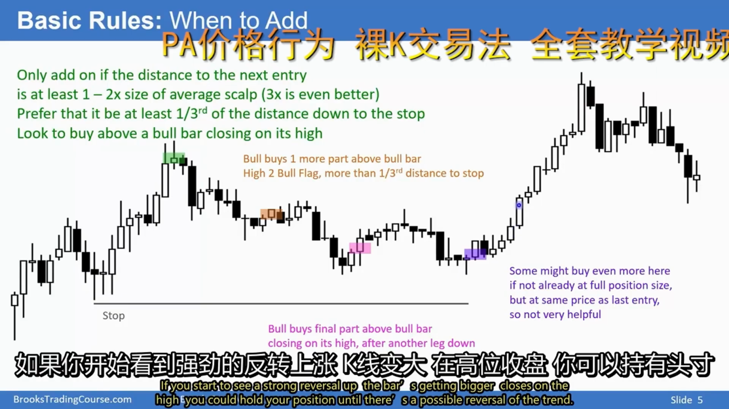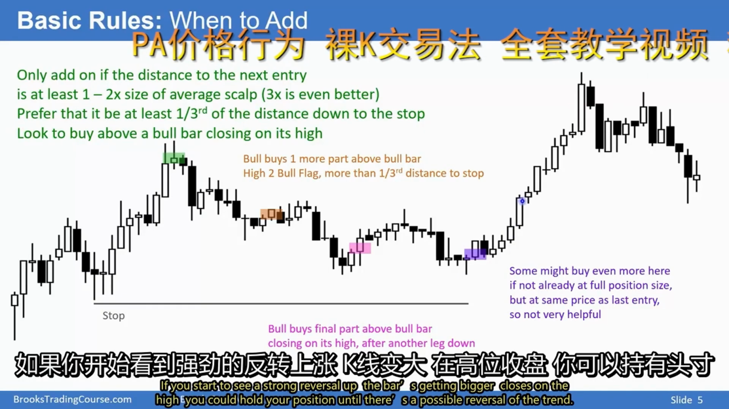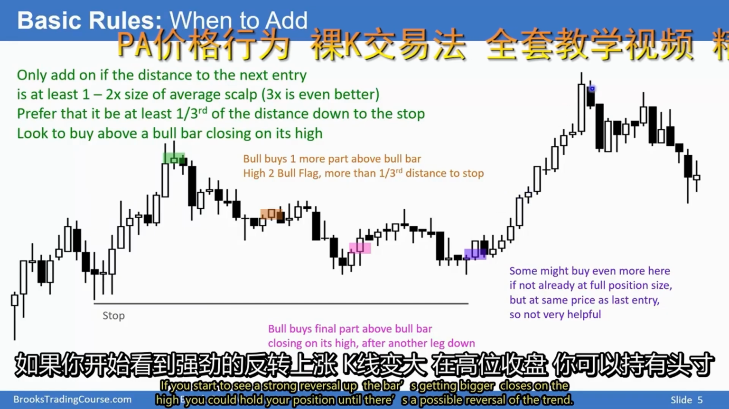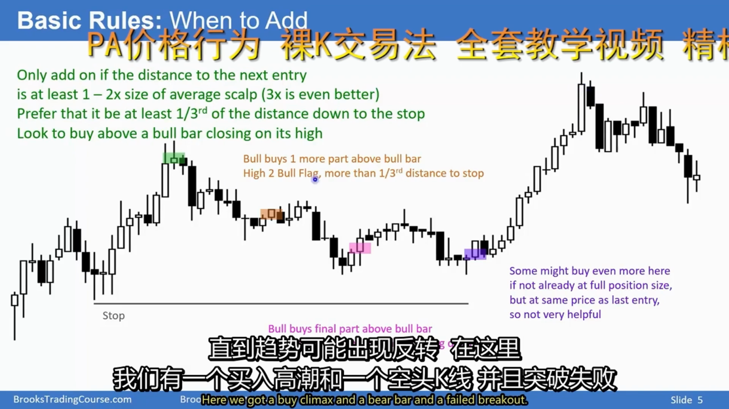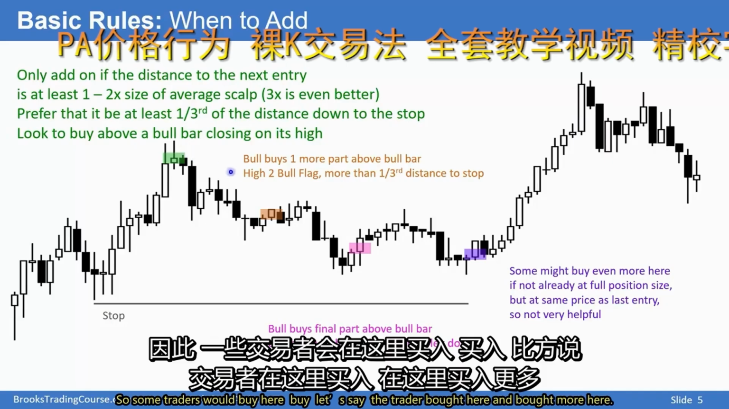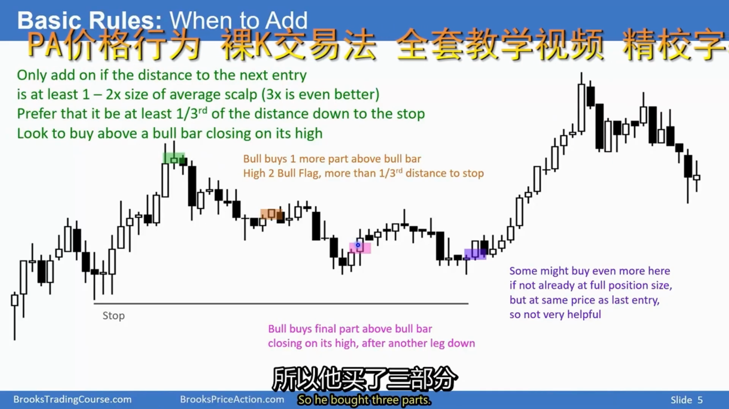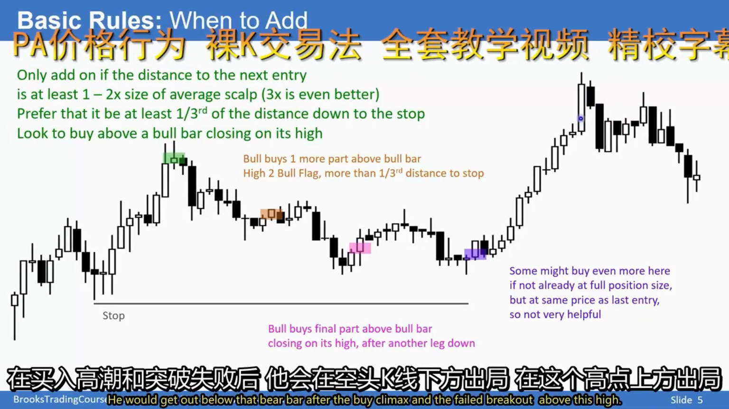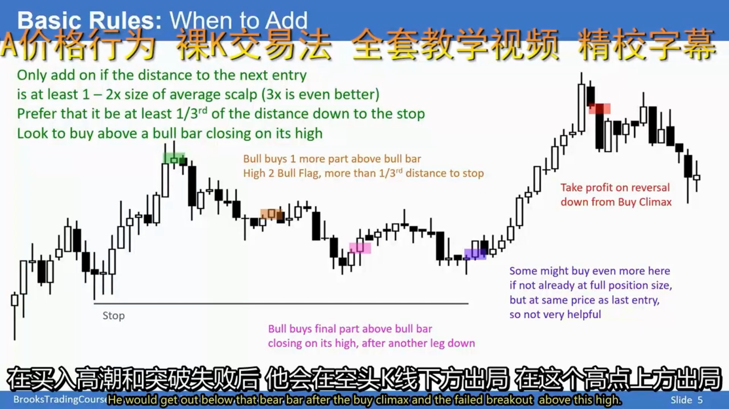If you start to see a strong reversal up, the bar is getting bigger, closes on the high, you could hold your position until there's a possible reversal of the trend. Here we got a buy climax and a bear bar and a failed breakout. So some traders would buy here, let's say the trader bought here and bought more here. So he bought 3 parts, he would get out below that bear bar after the buy climax and the failed breakout above this high.